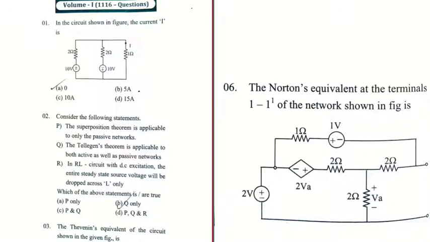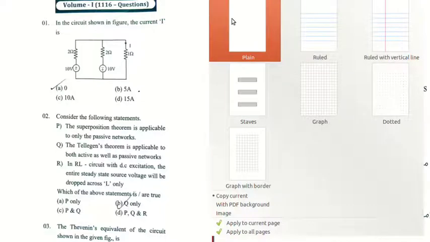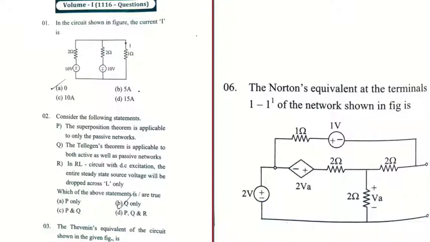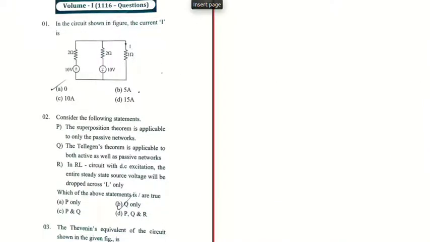Today we are going to do the second chapter of bits and bytes, and the topic here is network analysis. In here we are going to discuss some of the questions where network theorems are used. So let's move on to the first question. In the circuit shown in the figure, we have to find out this current I.